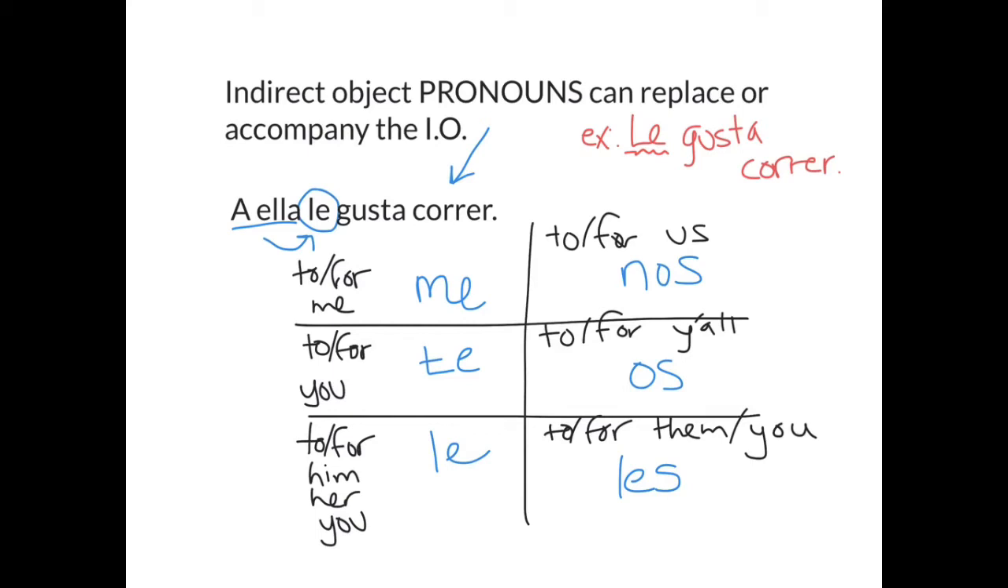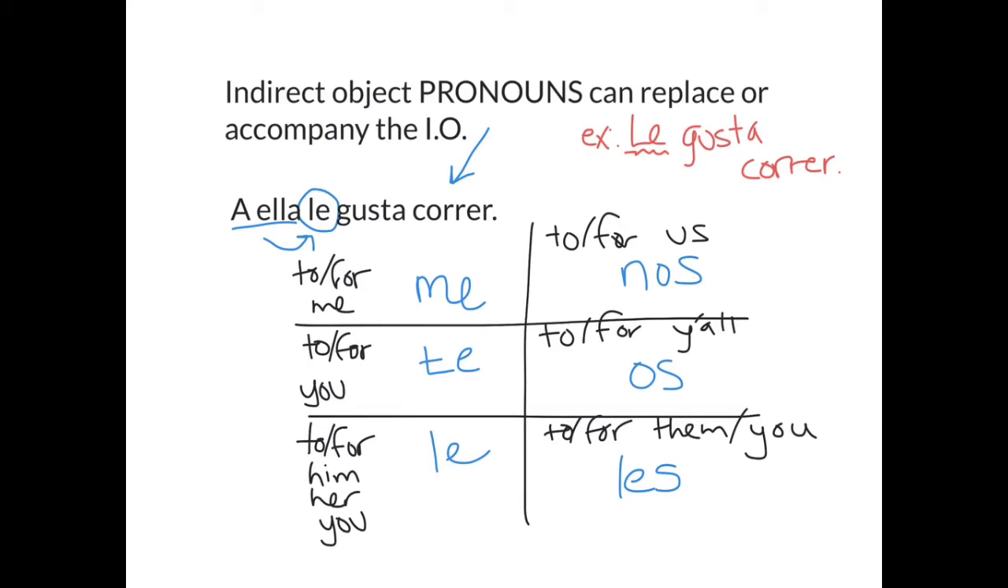Now something worth noting here is like this definition at the top says, this IOP can either replace the indirect object, so you're using it instead of it, or you can use both the indirect object and the IOP. What would that look like? Well, in this example here, there's both. You've got your indirect object a ella and your IOP, le. Or you can choose just to use the IOP. So in this case, le is used. There's no indirect object before it.